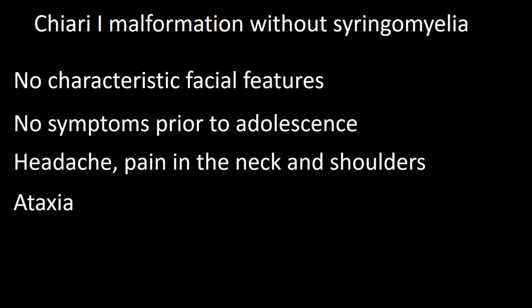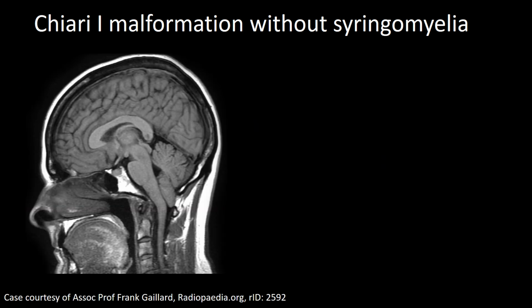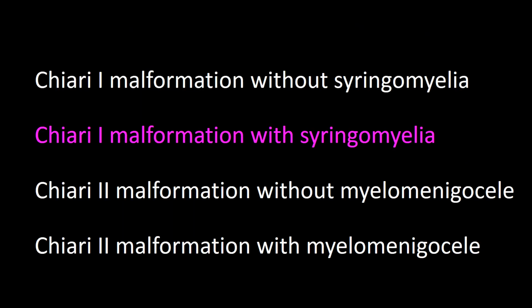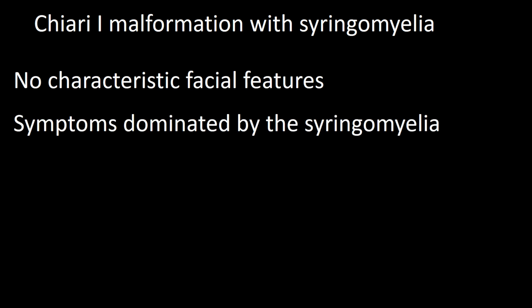They can also develop ataxia. The MRI of these patients shows peg-like cerebellar tonsil displacement into the cervical canal through the foramen magnum. Now we will address Chiari type 1 malformation with syringomyelia. Patients with Chiari type 1 malformation with syringomyelia have no characteristic facial features. Symptomatology will be dominated by the syrinx.